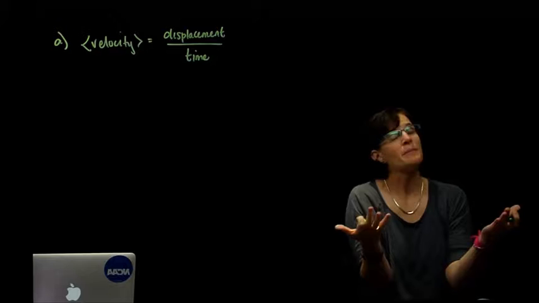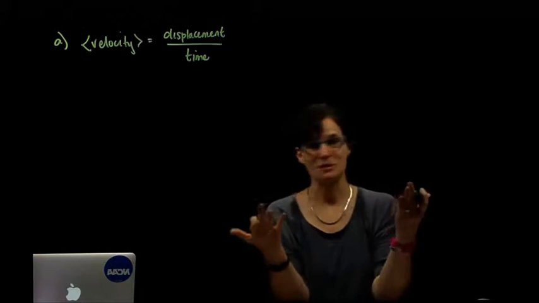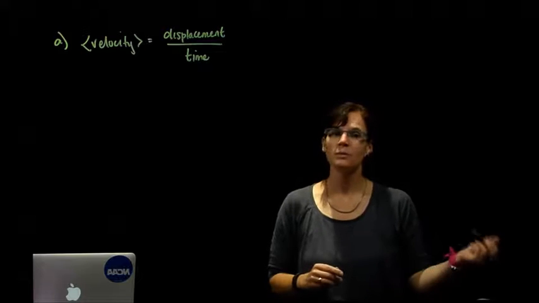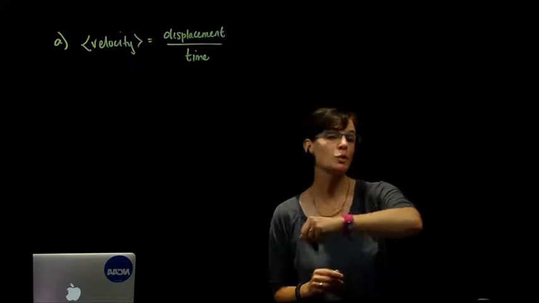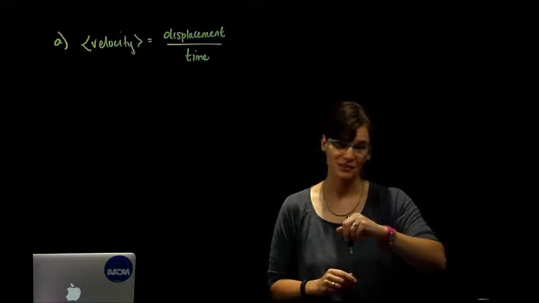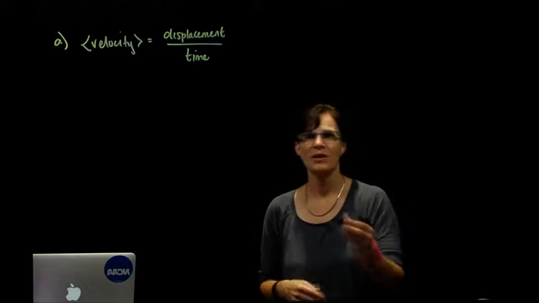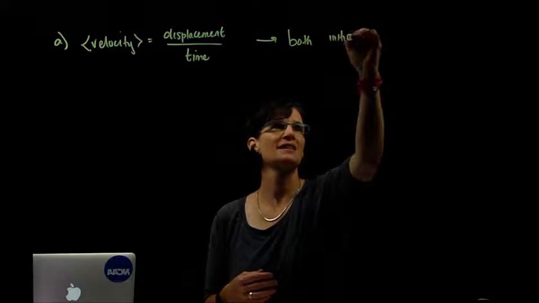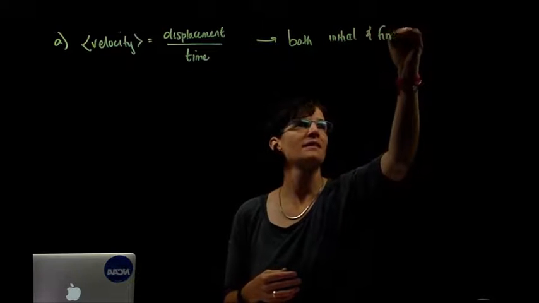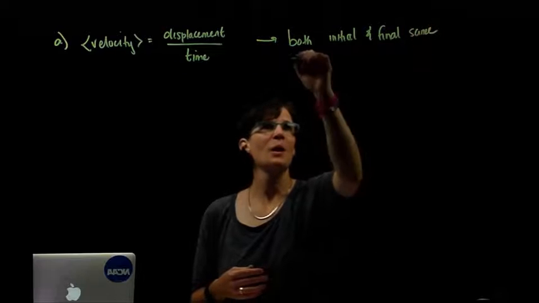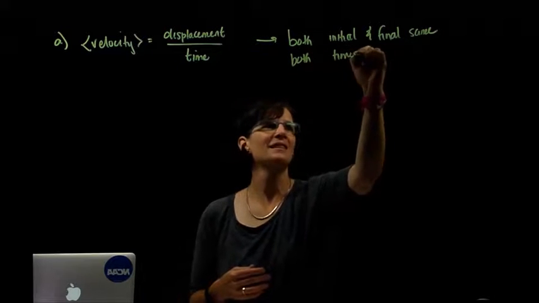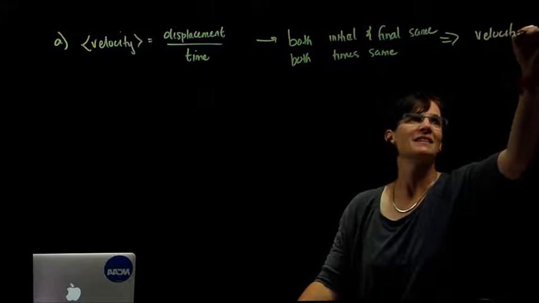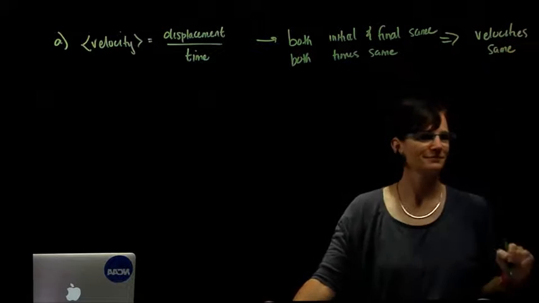So at the very least, the magnitude of our velocity is the same. Same displacement, same time. But what about the direction? Because we have to compare both. Well, you were both going from your house to Ted's, and whether you identify that direction as positive or negative, it's the same for both. So in this case, both initial and final positions were the same. Both times were the same. So velocities are the same. All right.